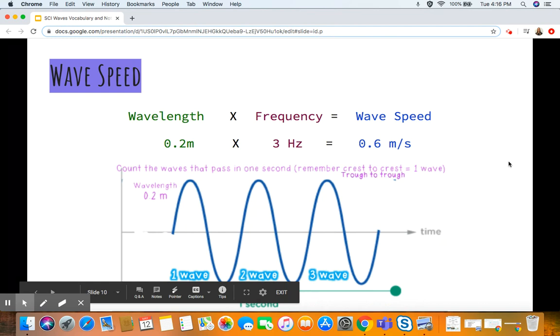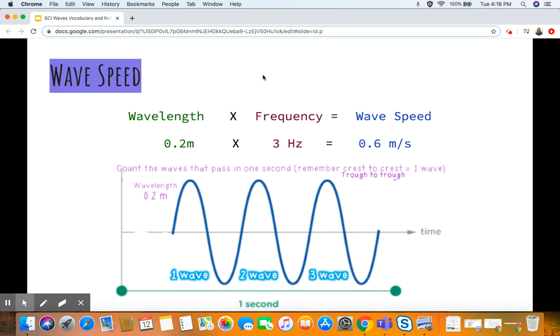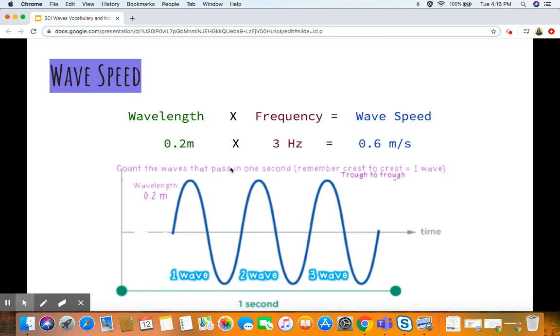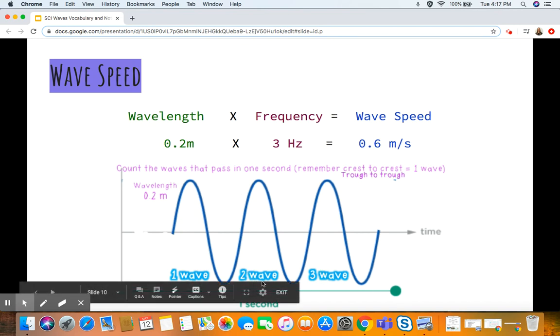Let's look at one more example together. On our picture, it says we need to count the waves that pass in 1 second. Remember, we can go from crest to crest. That equals 1 wave. Right here it tells us that our 1 second line is this green button. So how many waves are passing? We have from crest to crest, 1, 2, 3. So our frequency is 3 hertz because we have 1, 2, 3 waves that have passed in this 1 second of time.